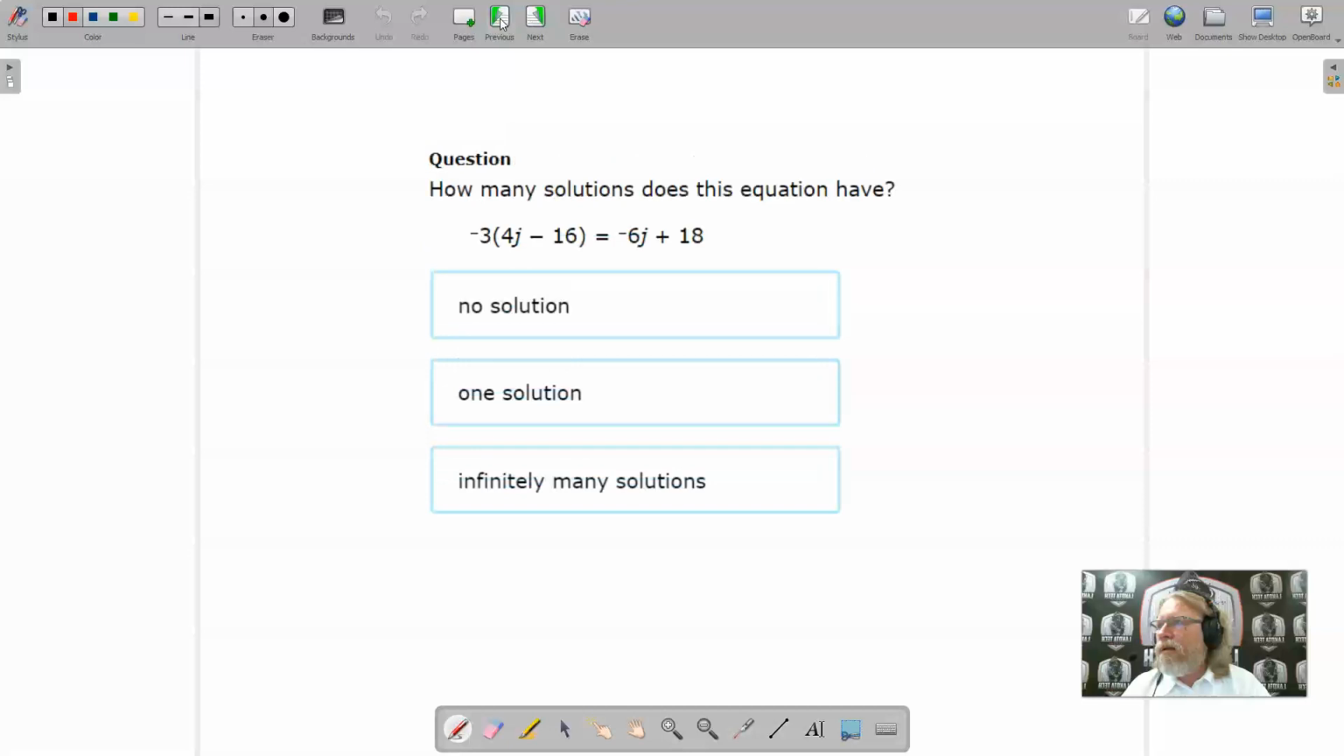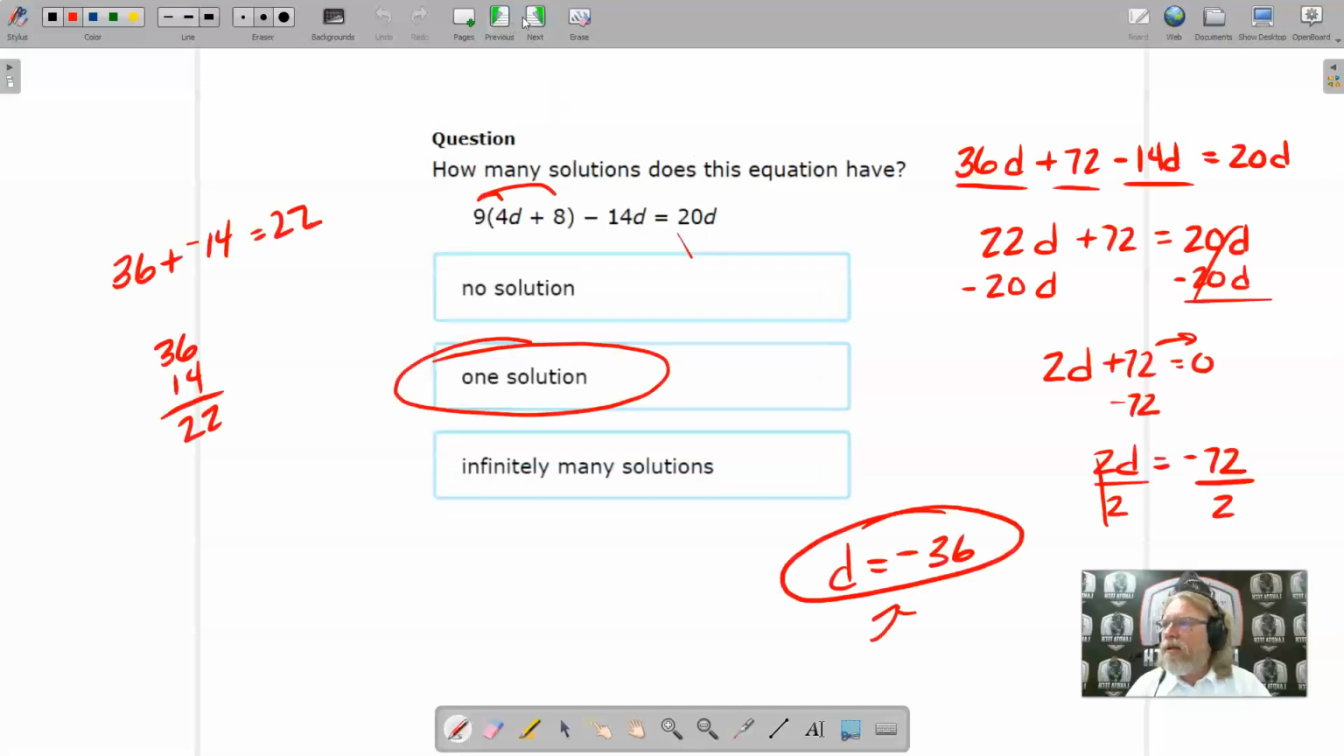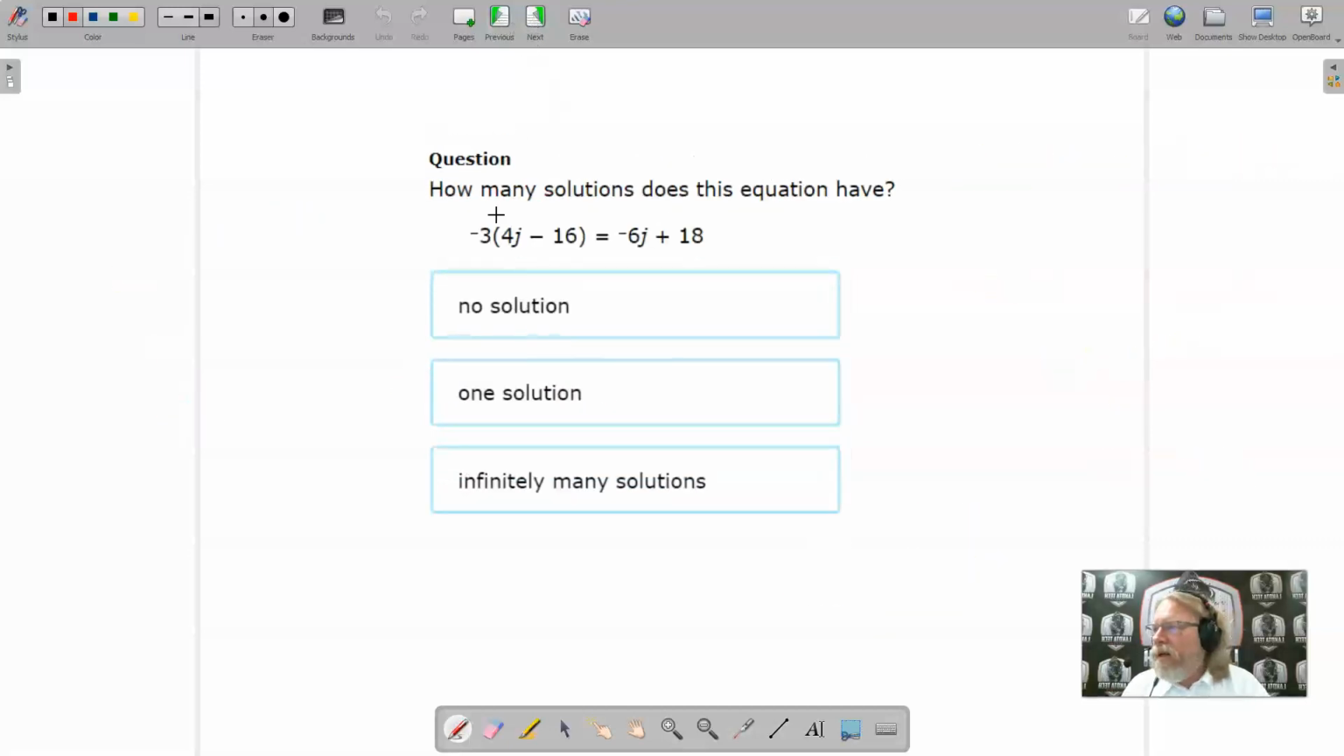And going along, just peeking to see how many more we have. Negative divided by positive is negative, so negative 12J. And we are going to then do negative times negative. It's going to give me a positive, and I end up with, let's see, 3 times 16 should be 48, right? So equals negative 6J plus 18.